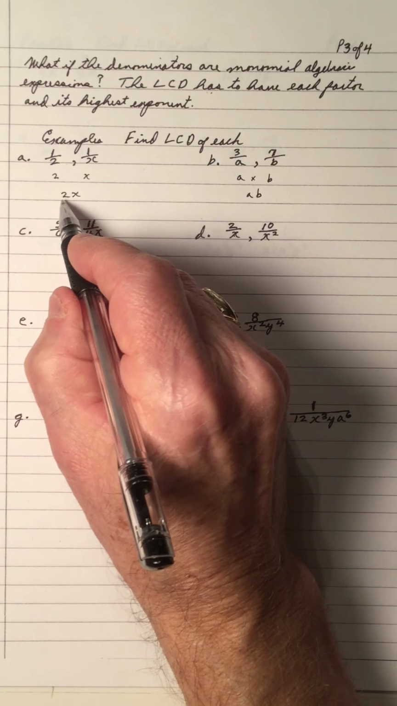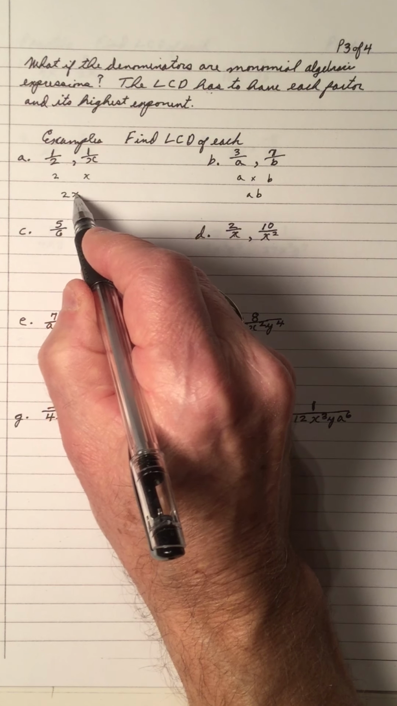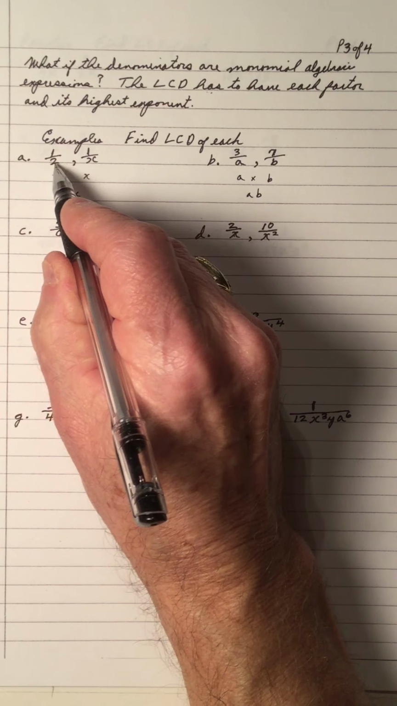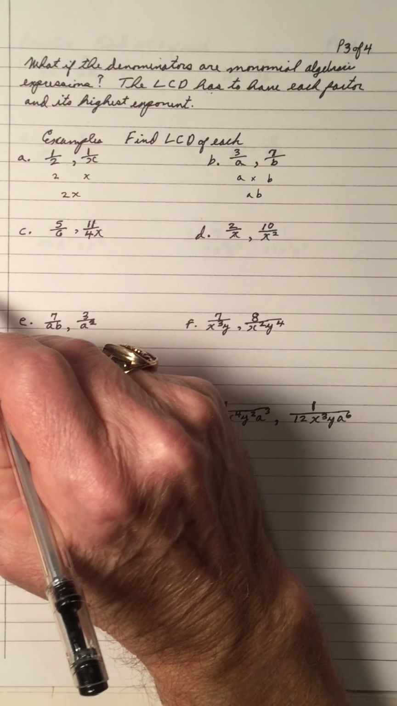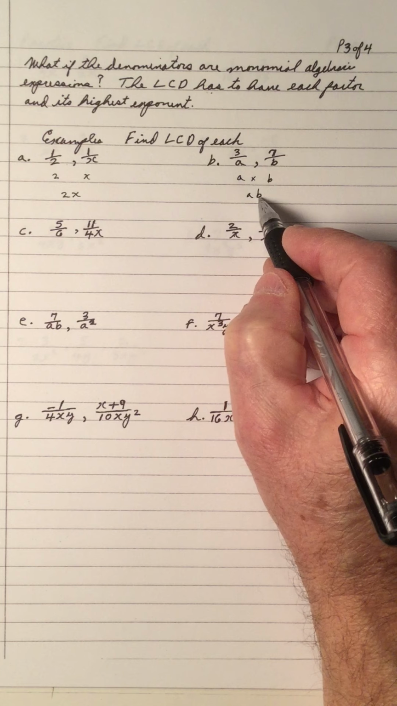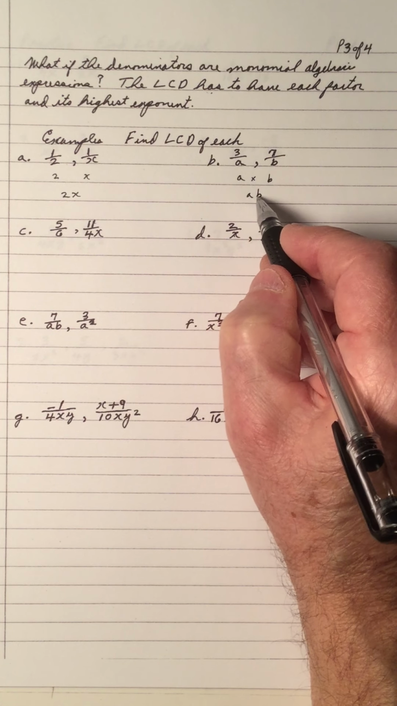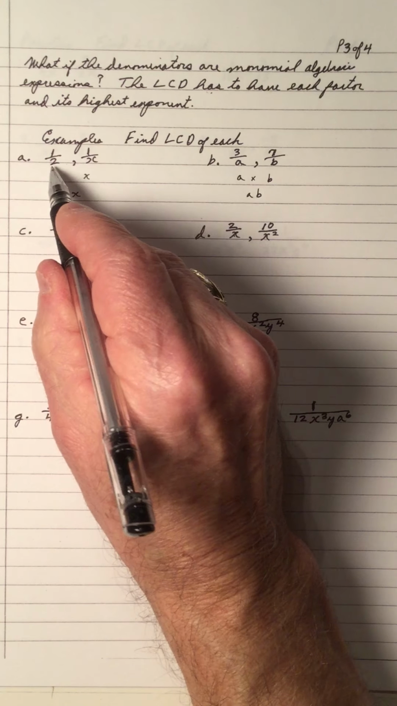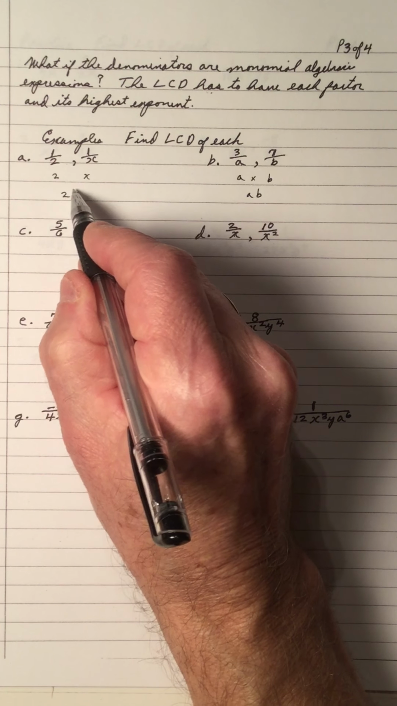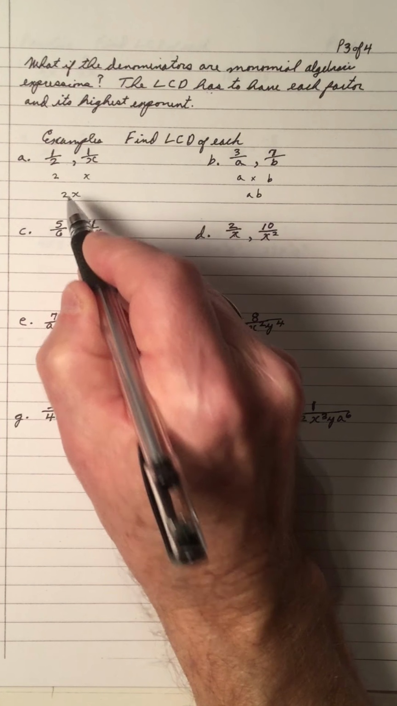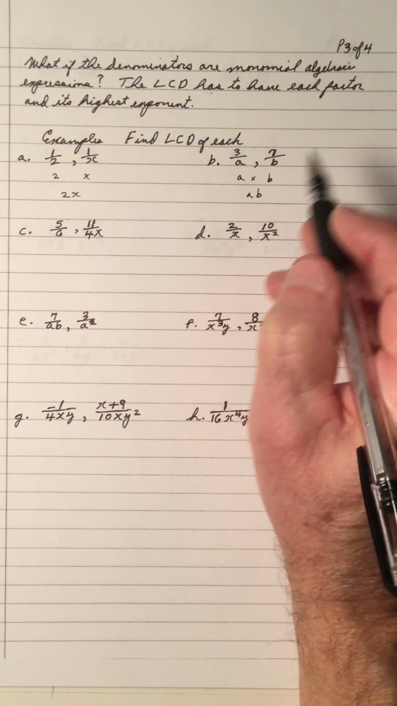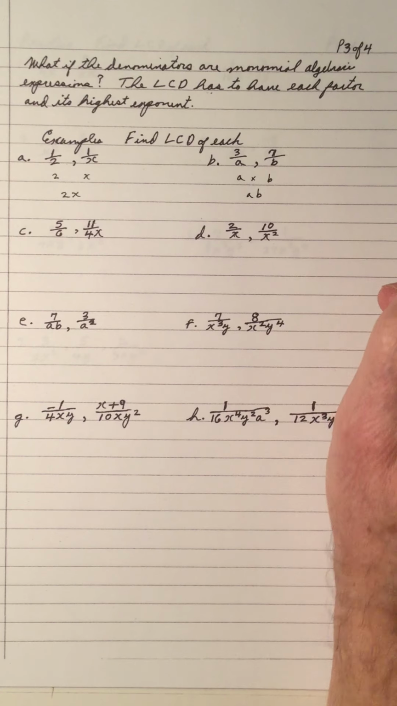Notice this LCD, which I'm calling 2x, has a 2 in it and has an x in it. This LCD is AB, so A is in AB and B is in AB. In other words, each denominator should be represented by this LCD. So AB has both of these in it, so that's the LCD. It's another way to tell.